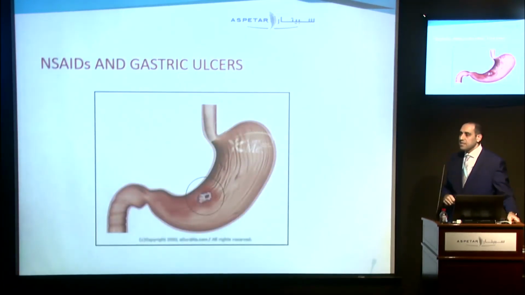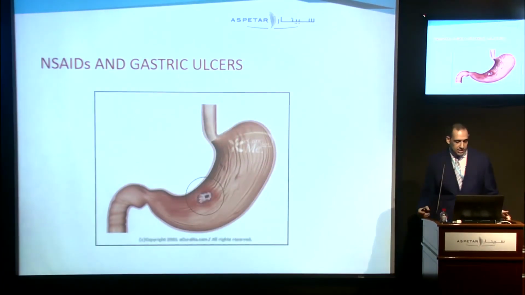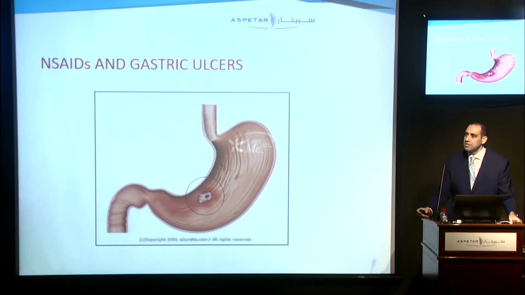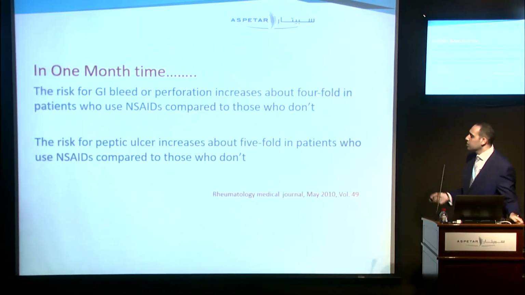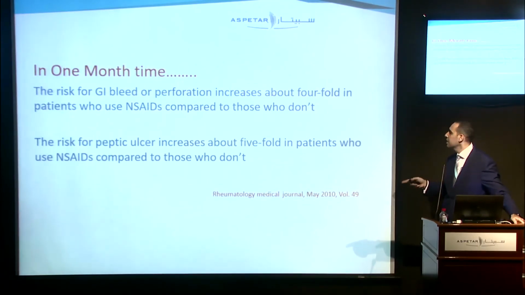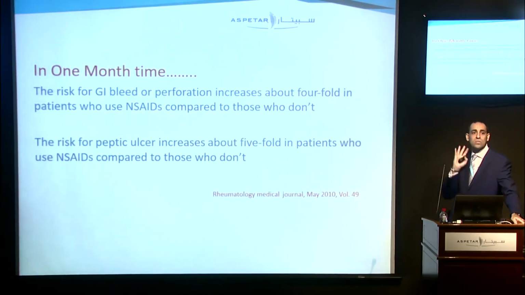The third side effect associated with the use of NSAIDs is the GI side effects. It's not a secret that NSAIDs are associated with increasing GI complications. Of course, the risk varies depending on the presence of risk factors. And to highlight the degree of the risk, according to the Rheumatology Medical Journal, in 1 month time, the risk for GI bleeding or perforation and the risk for peptic ulcer is increased 4-fold and 5-fold respectively between users of NSAID versus non-users.